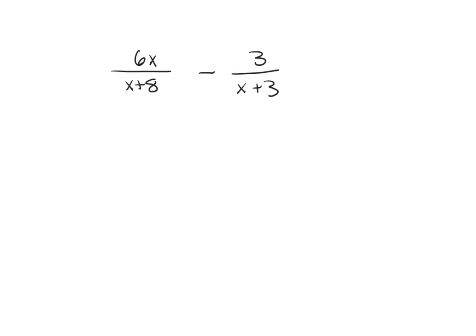All right, here is our last example. Same idea, subtracting, but we need a common denominator. So what we can do is take this denominator, x plus 3, and multiply over here, top and bottom. Take this denominator, x plus 3, and multiply over here, or x plus 8.